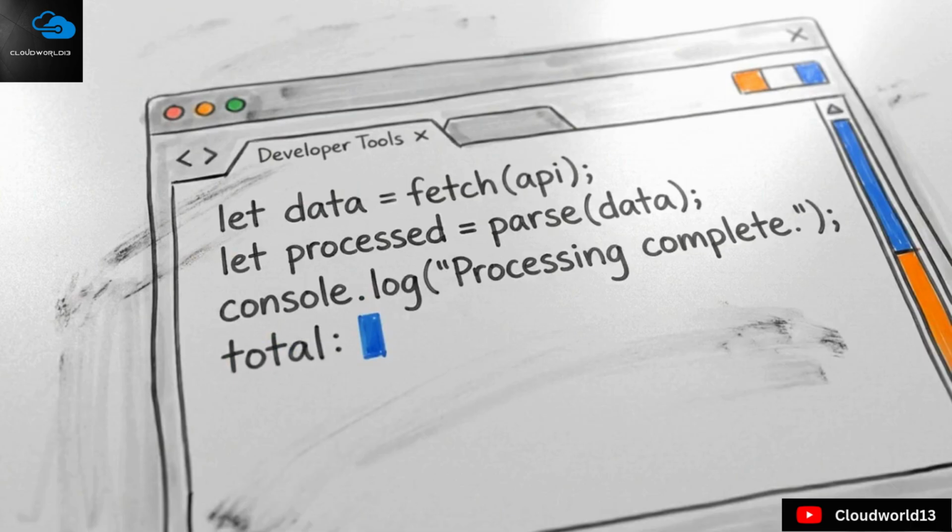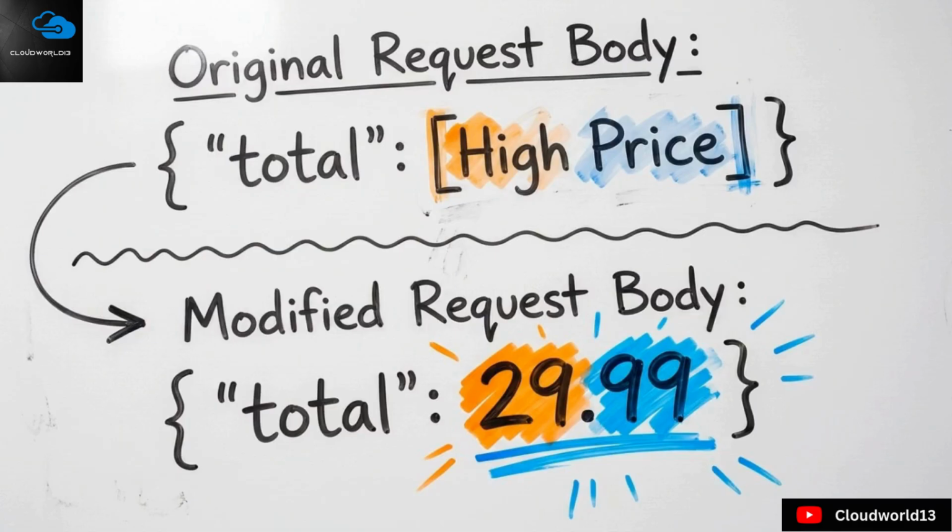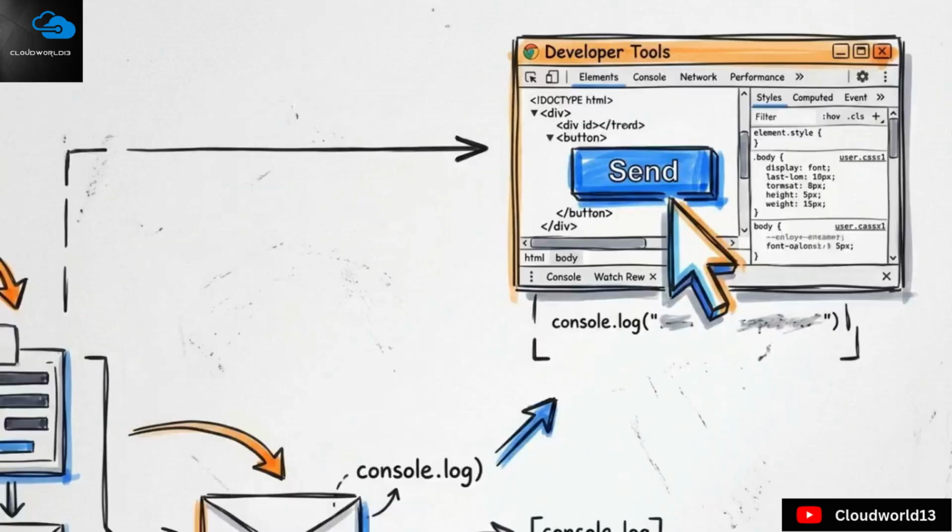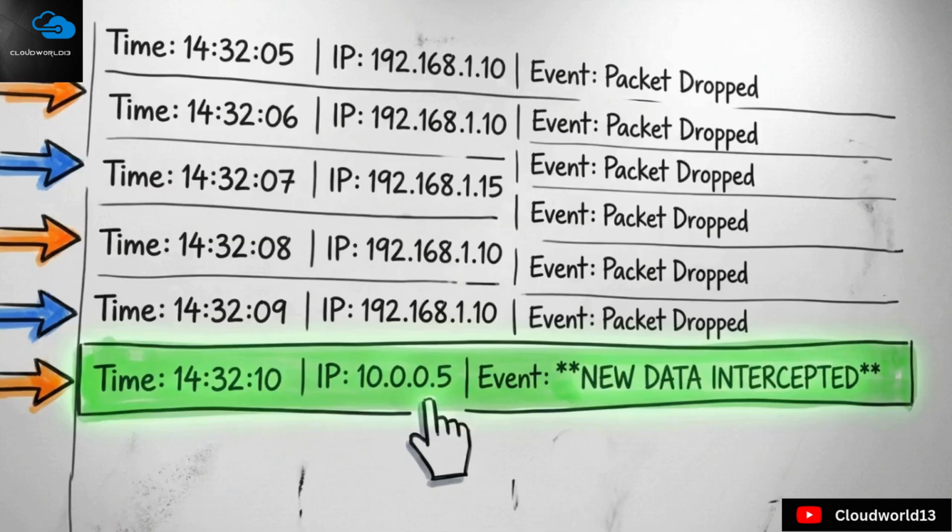Highlight the existing numerical value assigned to the total parameter and delete it entirely. As you can see in this mockup, we are going to type our new discounted payload value right into that slot, $29.99. Click the Send button to fire the altered request back to the server. Locate the brand new task that just appeared at the very bottom of your network list and double-click it.